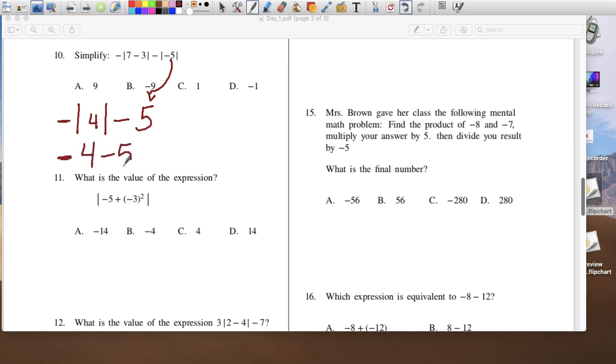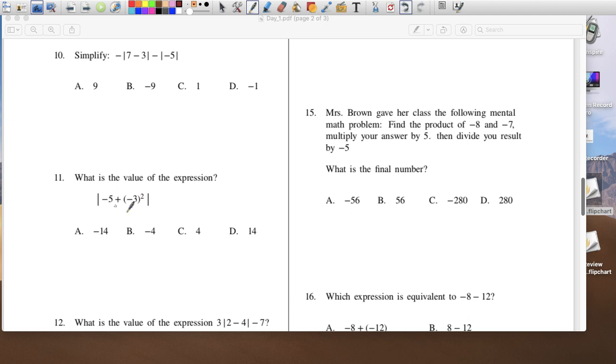So after they are all gone, you get this. Negative 4 minus negative 5. You can change that to an addition problem. Negative 4 plus negative 5. And that's going to give us negative 9. Answer B.